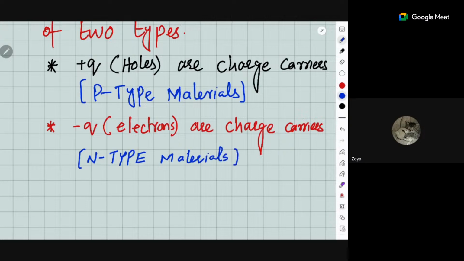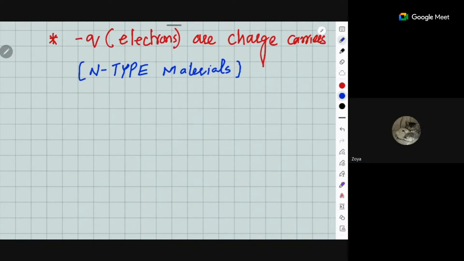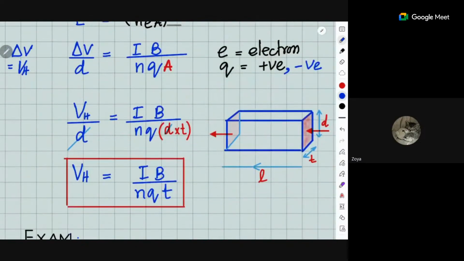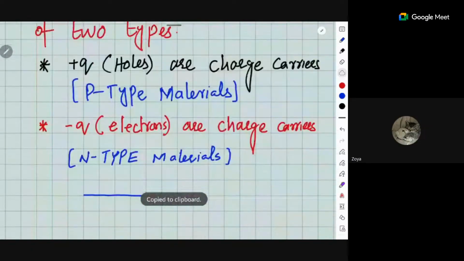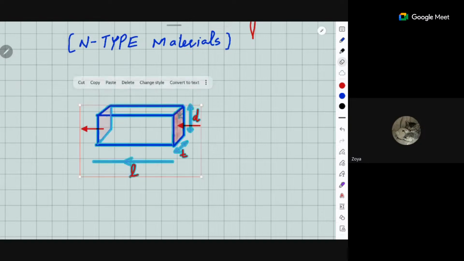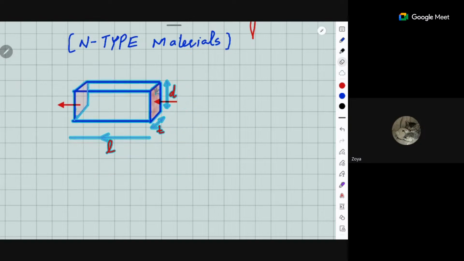So these N type and P type materials have different types of charge carriers in them, but you can use both the materials for the Hall's probe. For example, if a Hall's probe contains positive charge carriers, then what will happen? And if a Hall's probe contains negative charge carriers, then what will happen? So instead of trying a Hall's probe again, let me place this here and let me explain the concept to you.